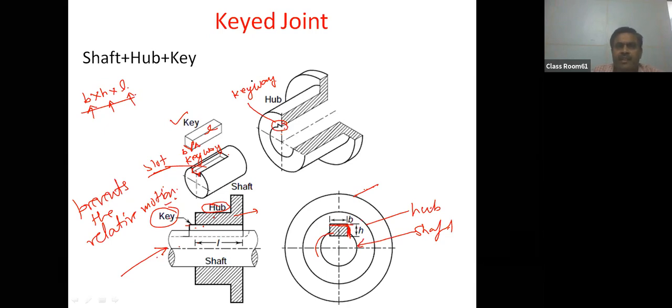So keyed joint, है ना? When there are three things, है ना? Shaft is there, hub is there, key is there. तो इन तीनों को मिलाकर हम कह सकते हैं it is a keyed joint. So what is a keyed joint? It is a combination of shaft, hub and key. And what are the functions of the key? To transmit the torque and to prevent the relative motion.